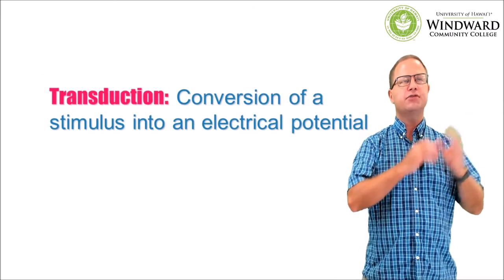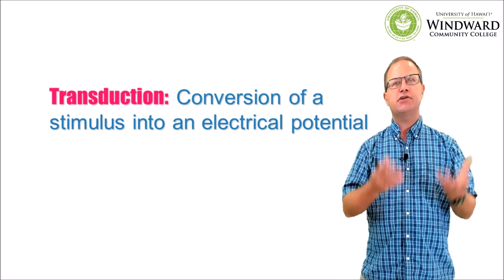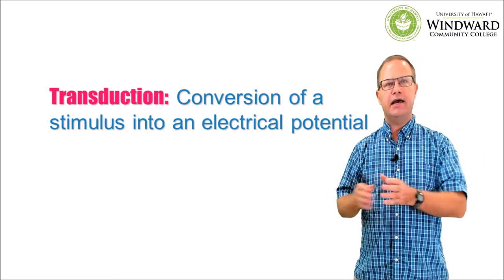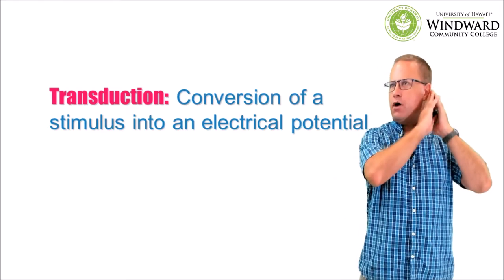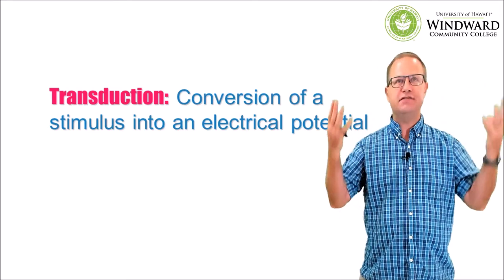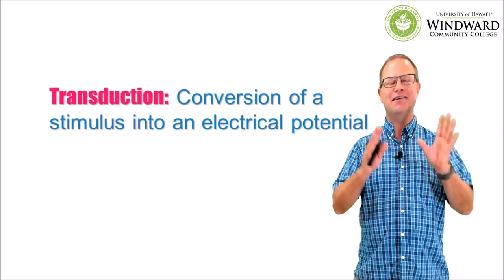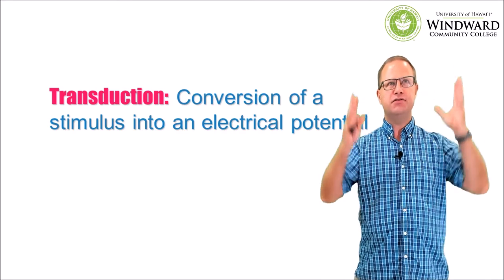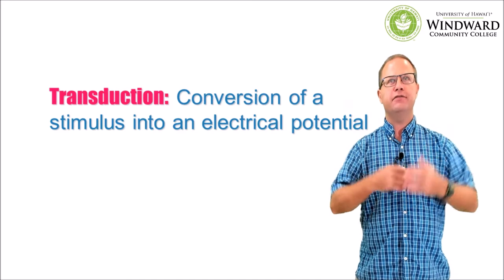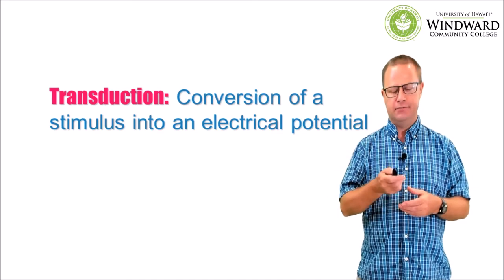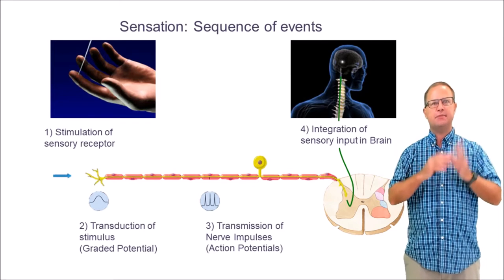Okay, so we need to concentrate on one word here, which I think is very, very important, and this is transduction. Transduction is conversion of any of these stimuli into a pattern of electrical impulses. And that's important because even though our ears are designed to receive sound, our brain only understands electrical impulses. It doesn't understand sound vibrations. So the ear's job is to take those sound waves and transduce them into a pattern of nerve impulses that the brain can understand.